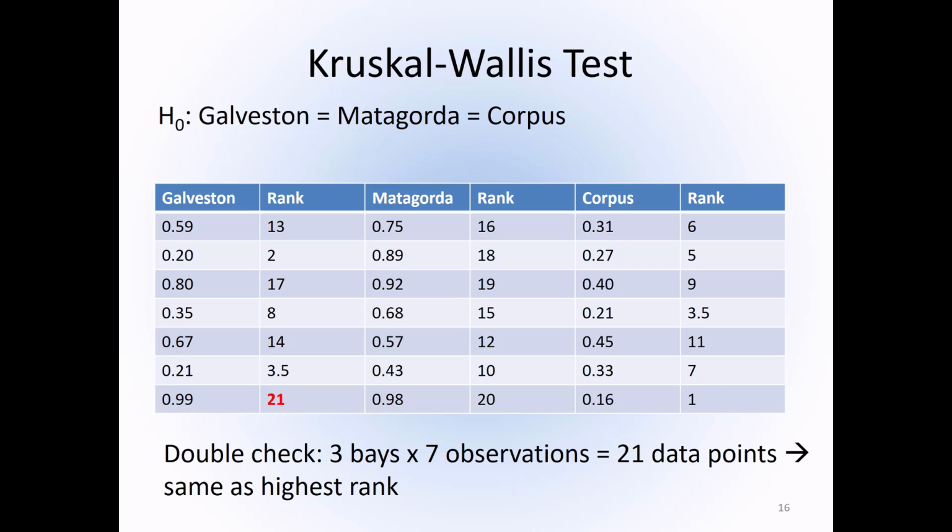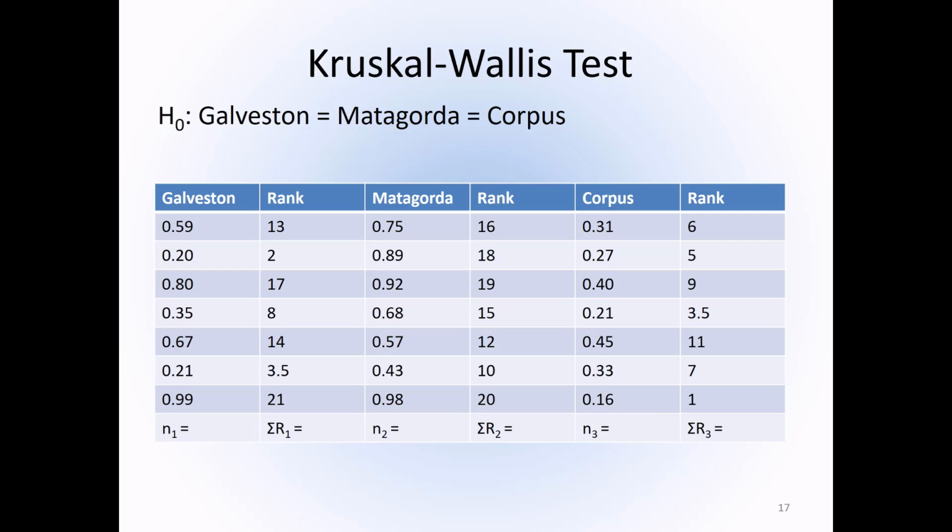Now, we went through this quickly. What I would suggest doing is going back, pausing the video, and making sure that you feel comfortable ranking the data. Next, similar to the Mann-Whitney U test, we're then going to determine the sample size of each one of our respective groups, and then we're going to take the ranks, and we're going to take the summation of the ranks for each one of our groups.